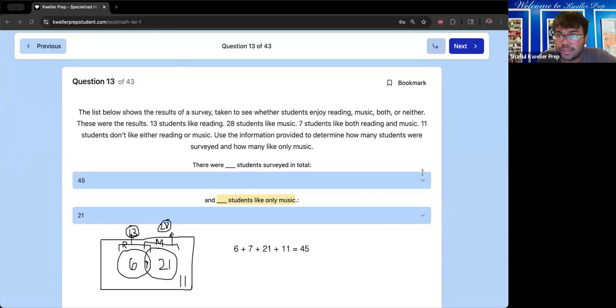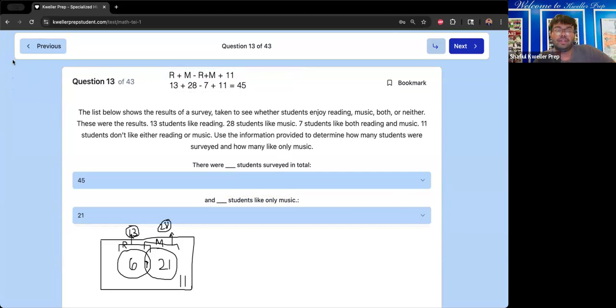Okay. Does anyone have any questions on this? Is there a faster way to solve it without the diagram? The faster way that I would use to find the total is you add the 13 plus 28, so you add the students that like reading plus the students that like music, you subtract the students that like both reading and music, and then you add 11. This way also works. This is a quick way to do it. So 13 plus 28 minus 7 plus 11 should also get you 45.